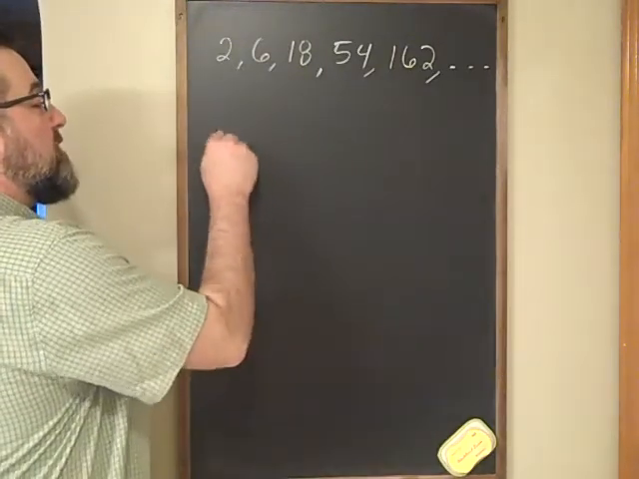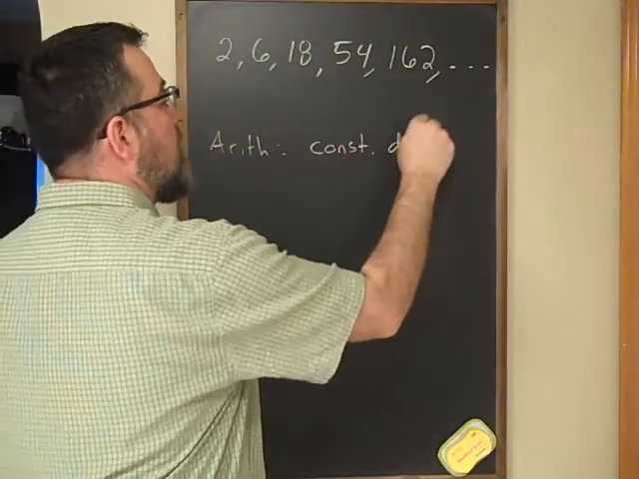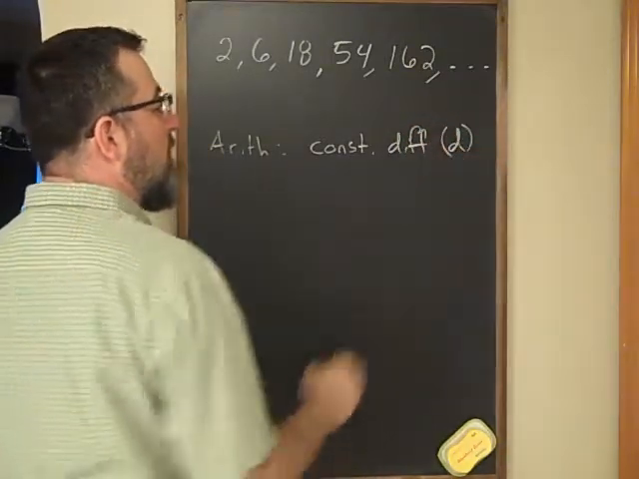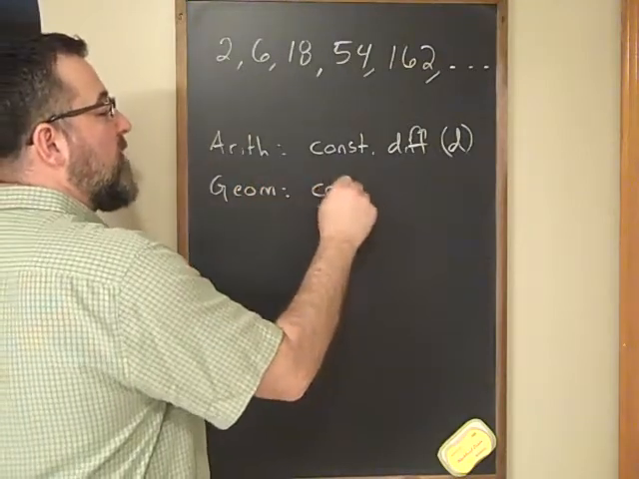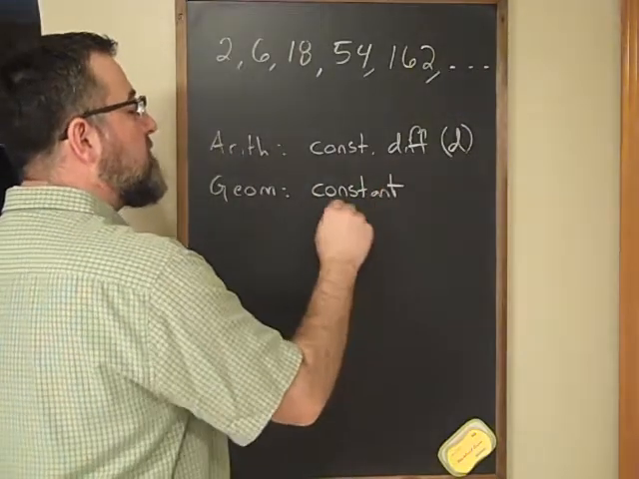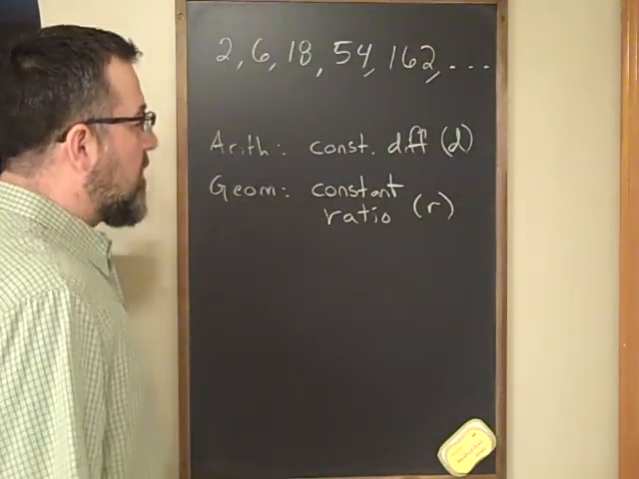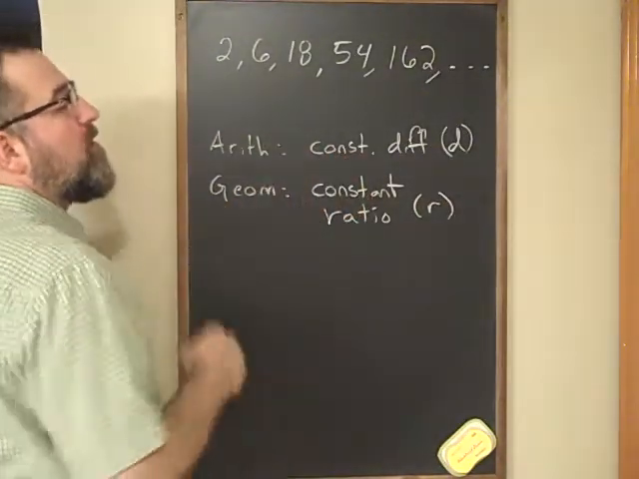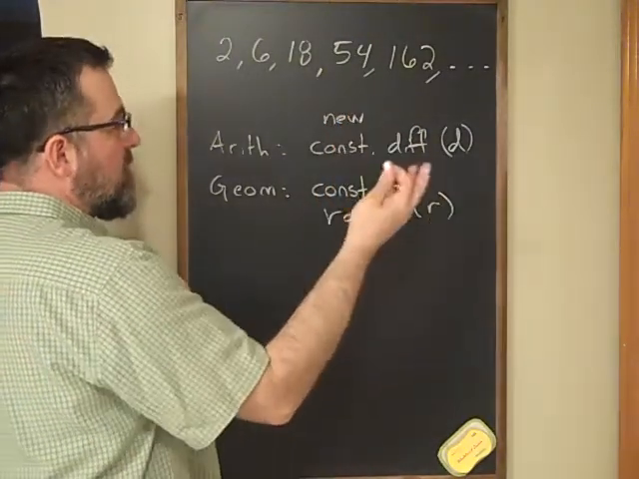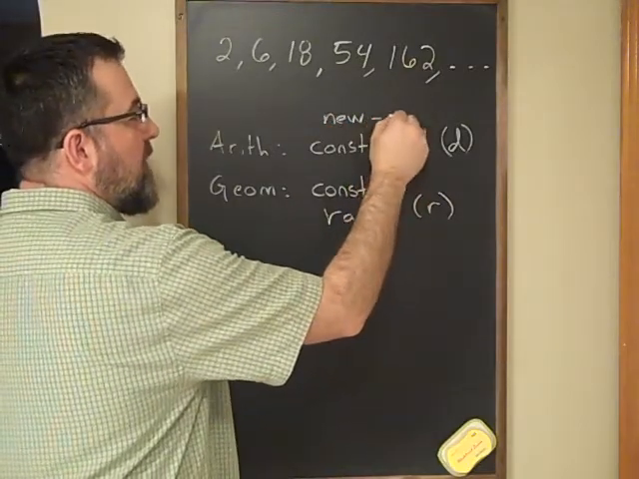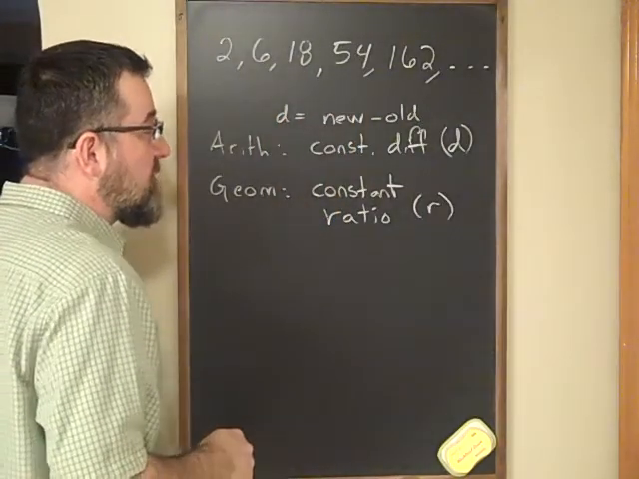So arithmetic sequences had a constant difference between successive terms, which we called that value d. Geometric sequences are going to have a constant ratio between successive terms. We'll denote that variable as r. So the way we found a constant difference was we took the new value in a term, any term which we considered to be the new one, and we subtracted the old term. New minus old equaled the constant difference.